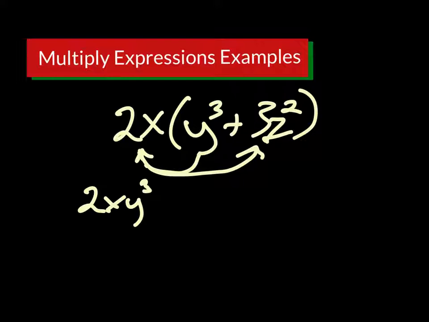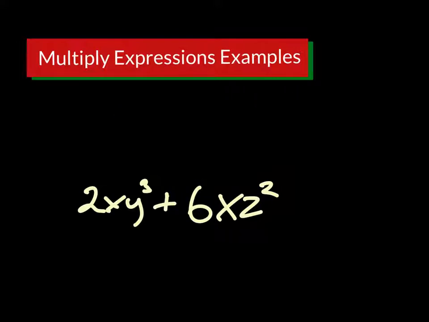So now we're going to multiply 2x times 3z squared. Again, we begin by multiplying the coefficients, and 2 times 3 is 6. And now we multiply the variables, and again, the exponents don't have the same base, so we can't combine them. So we have 6xz squared. So my final answer is going to be 2xy cubed plus 6xz squared.